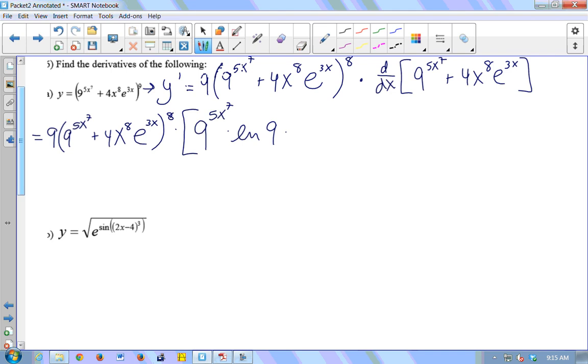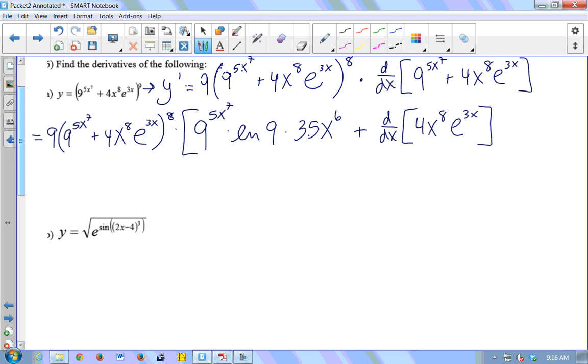And the stuff was 5x to the 7th, so the derivative is 35x to the 6th. Okay, so that's the derivative of this term. Now I have to take the derivative of this term, which is a product. So maybe I'll just do that in the next line. Plus the derivative of 4x to the 8th e to the 3x.